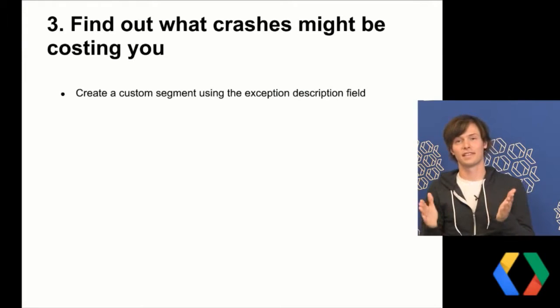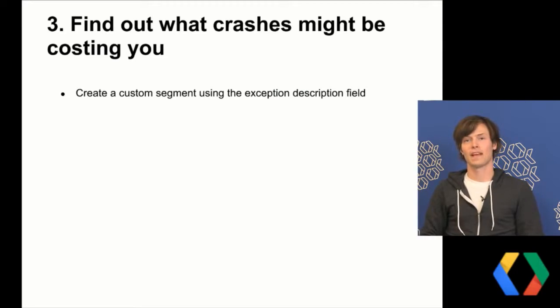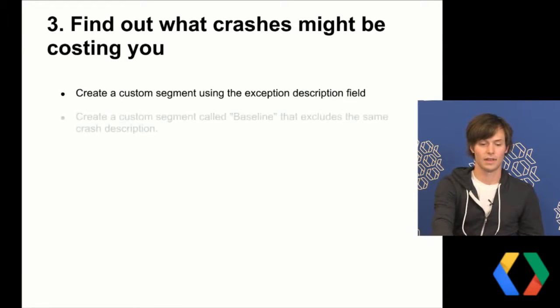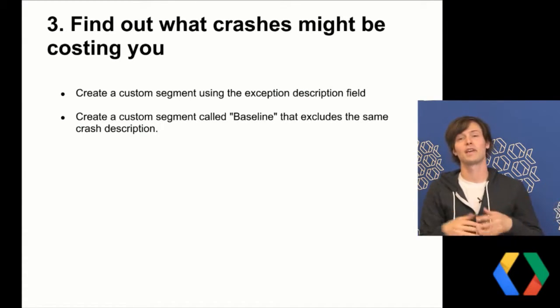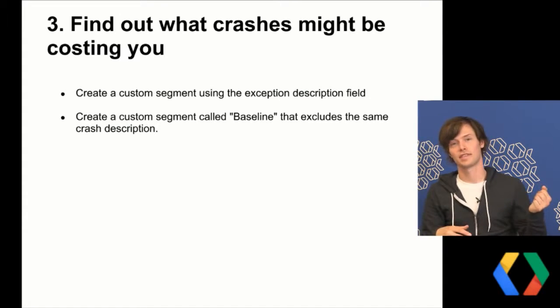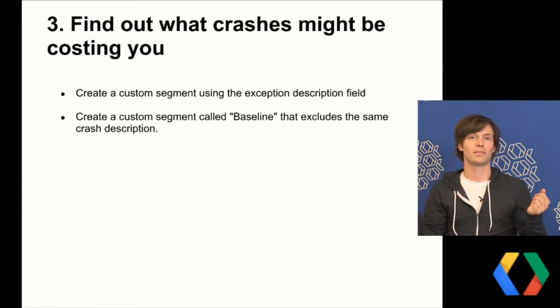So first thing you do to set this up, you're going to create a custom segment using the exception description field. And then the value of that field is going to be whatever exception you're interested in seeing the cost of, whatever the cost is to you. Then you're going to create a second segment, and you can call it something like baseline. And that segment is going to exclude all sessions that have that crash description, the one that you used in the first segment. So now you have one segment that says, give me all sessions in which this particular crash occurred, and then another segment that says, show me all sessions in which that crash didn't occur.